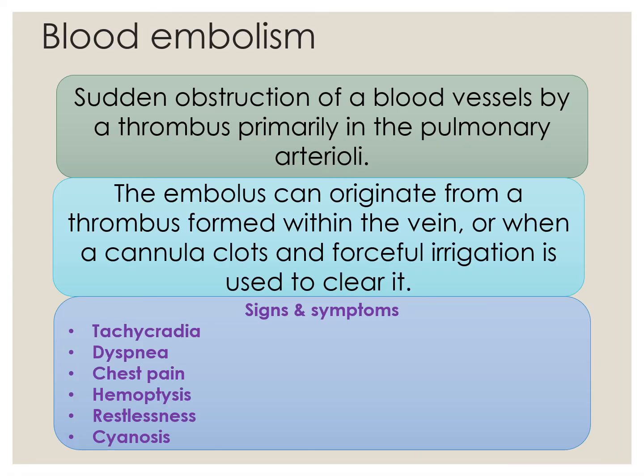Blood embolism is one of the systemic complications that can happen to a patient because of IV therapy. So what do we mean by blood embolism? It is a sudden obstruction of the blood vessels by a thrombus, primarily in the pulmonary arteriole. This clot can originate from a thrombus formed within the vein, or when there is a clotted cannula and forceful irrigation is used to clear it.